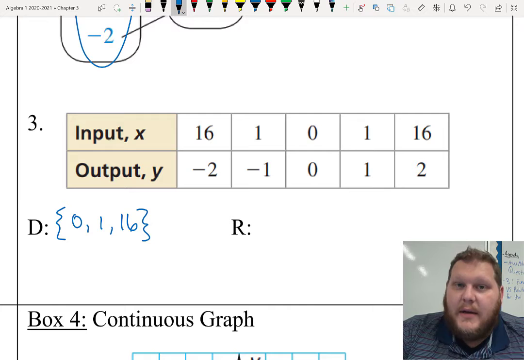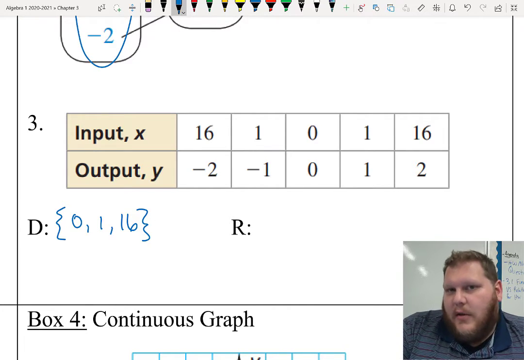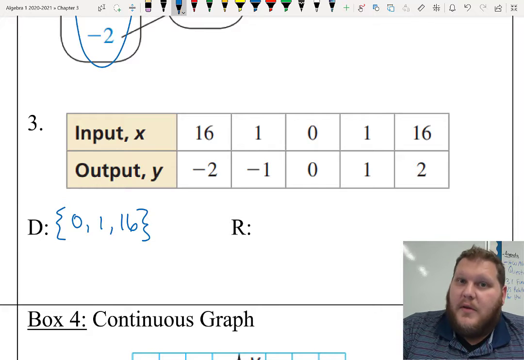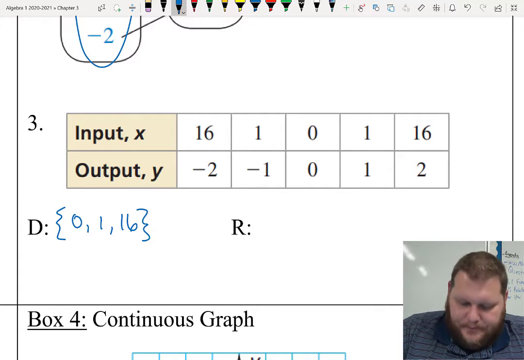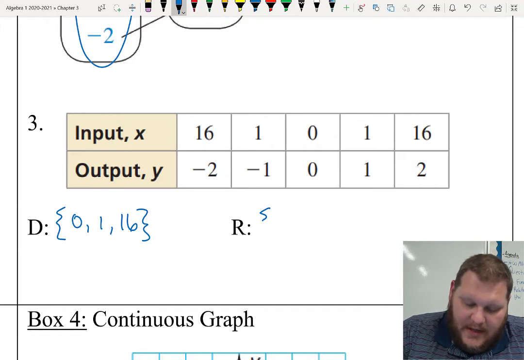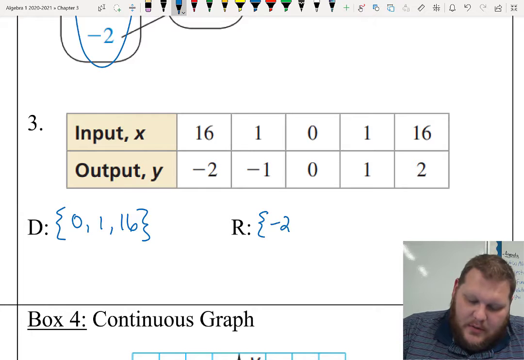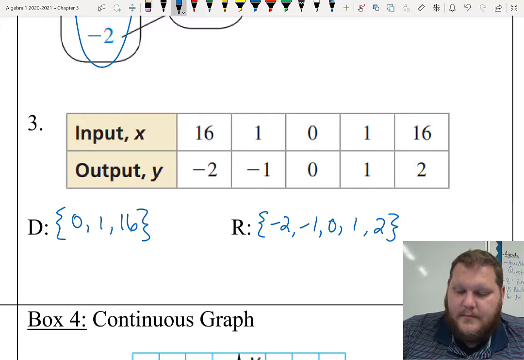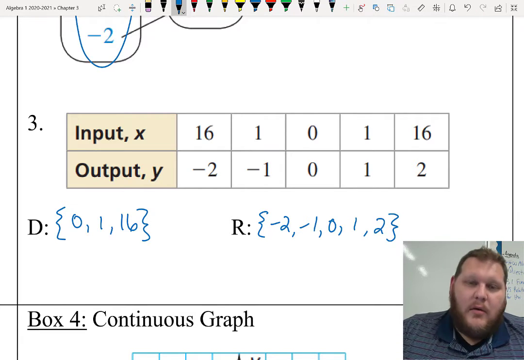That doesn't really matter in terms of having the correct answer, as long as your set is correct, as long as you have all the numbers that need to be in there and not more than what you need, then that's fine. For my range, all 5 of those are unique, so I'm just going to list out -2, -1, 0, 1, and 2 would be my range. And again, just listing out my x and y values from a table, from a mapping, and from a set of points.